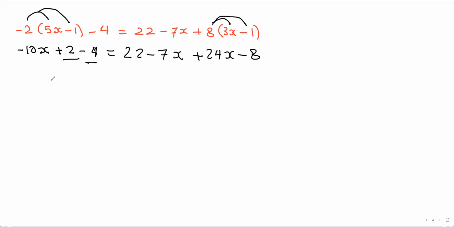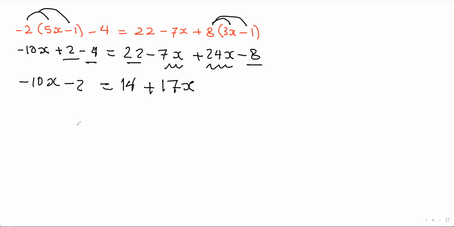Collect like terms here and here. So that's negative 10x minus 2 equals, we have to collect like terms here and there. So these are the x's. That's why I made a curly line. So I realized these two are like terms. And here you just have straight lines underneath them. So that means I have to add these two right here. So 22 minus 8 is 14. Negative 7 plus 24 is plus 17x, of course.